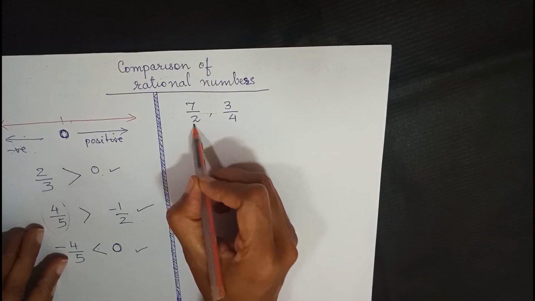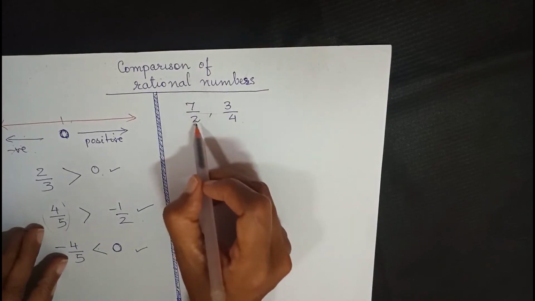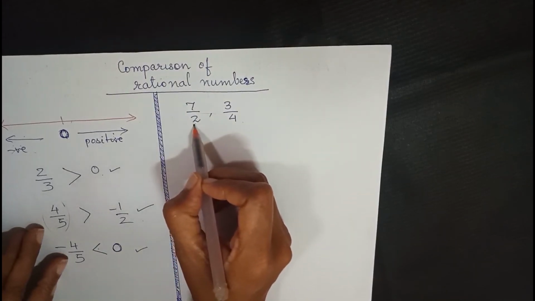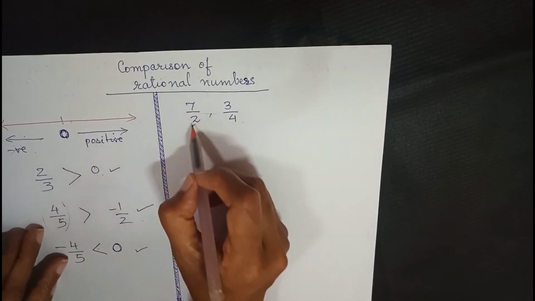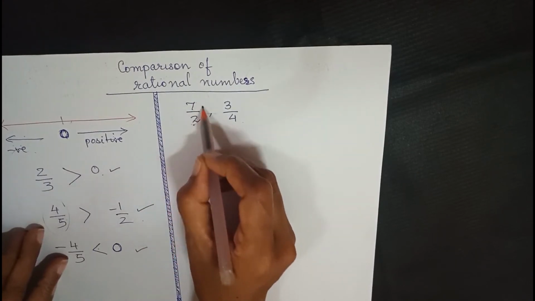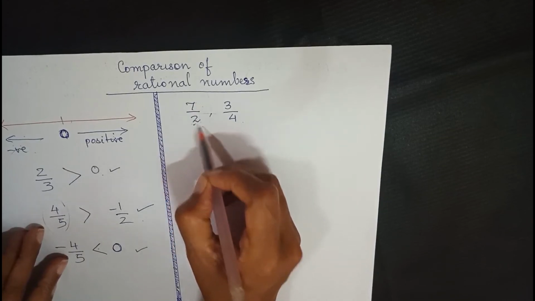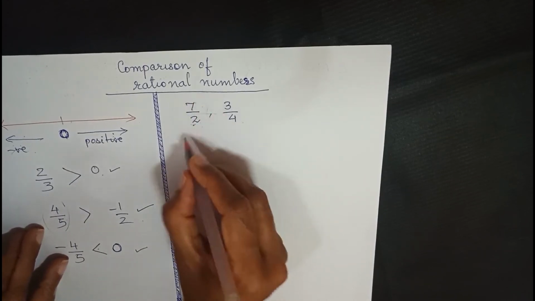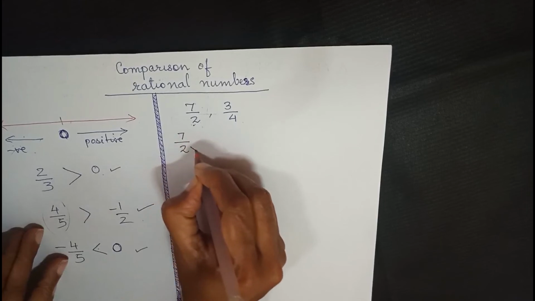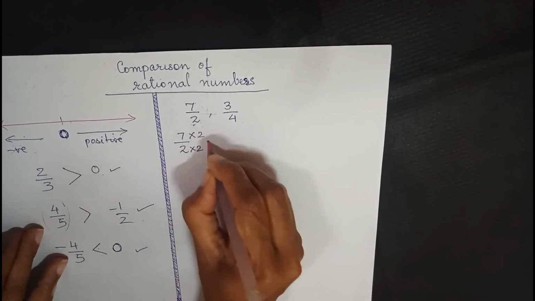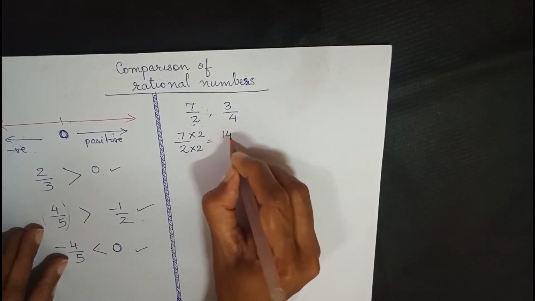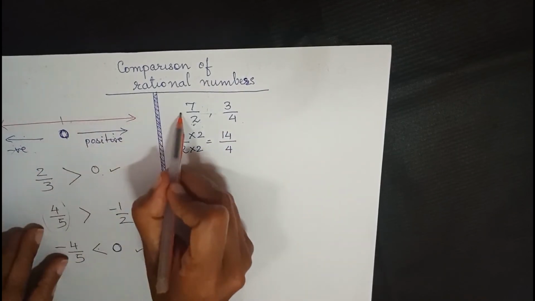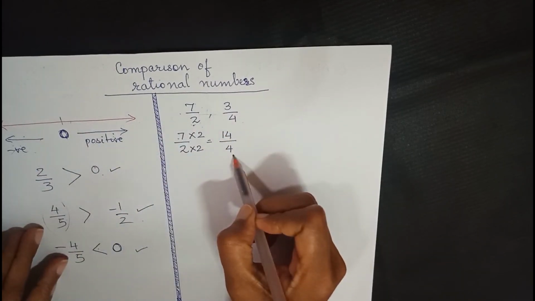So now you can see here there is 2 and here there is 4. So if I multiply this denominator with 2, I will get denominator 4. So multiplication should not be done only one place. It should be done both up and down so that the value of this rational number doesn't change. So let us say 7 upon 2, I multiply by 2 up and down. So what I get is 14 upon 4.